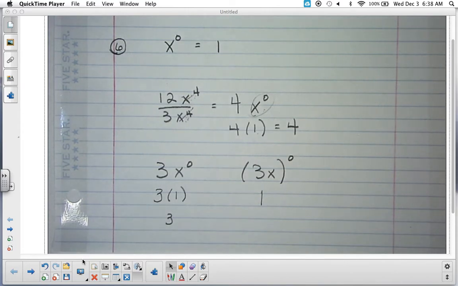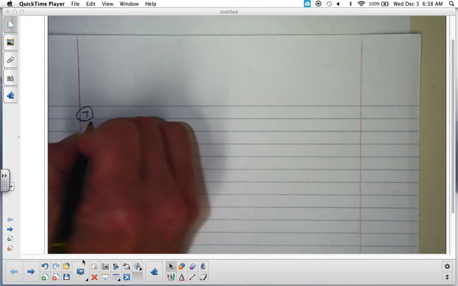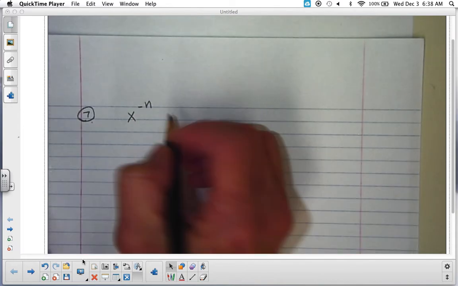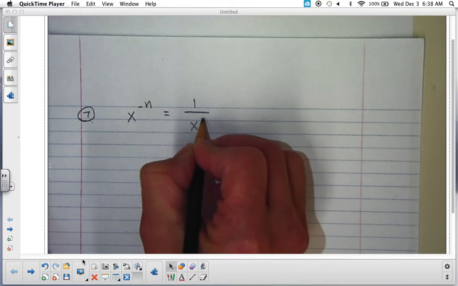Okay, we have 2 rules to go, and these 2 I'm pretty sure are new. So far, a lot of this may have seemed like review or something that you kind of knew from exponents from before, but I think these last two are new. All right, rule 7 is when you have something raised to a negative exponent, it's the same as 1 over that exponent to a positive.